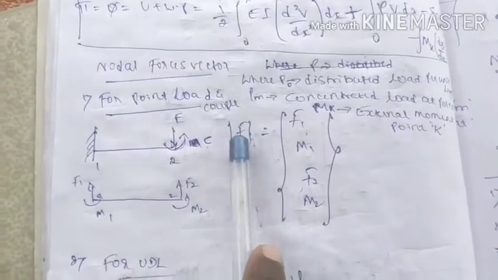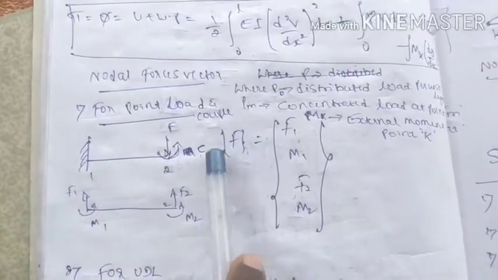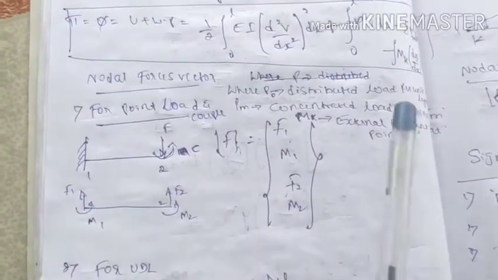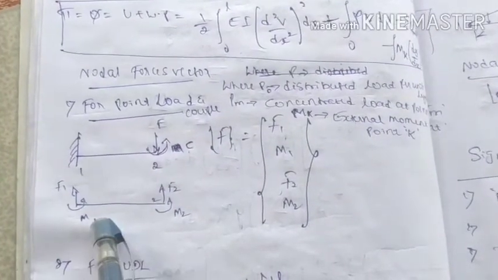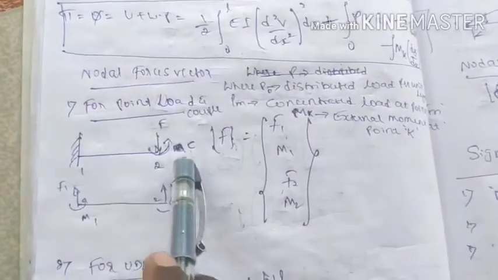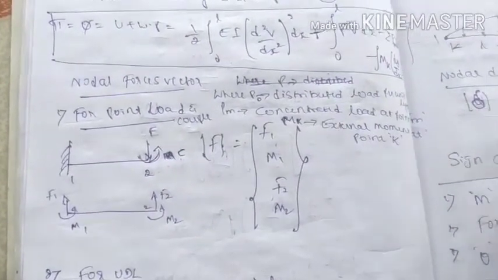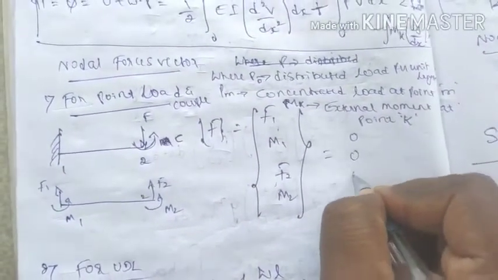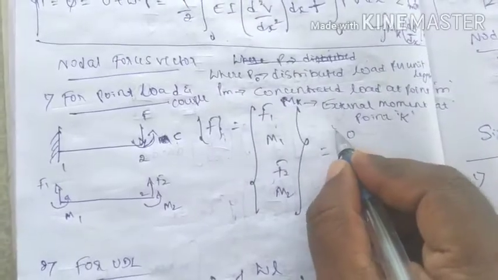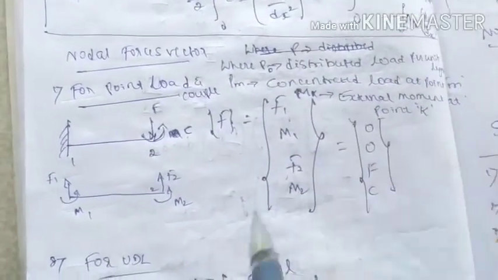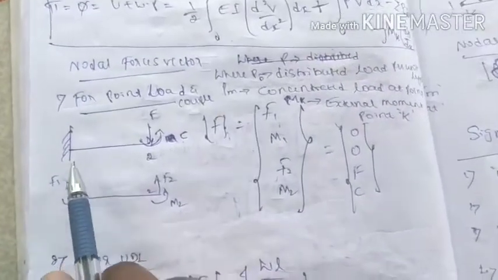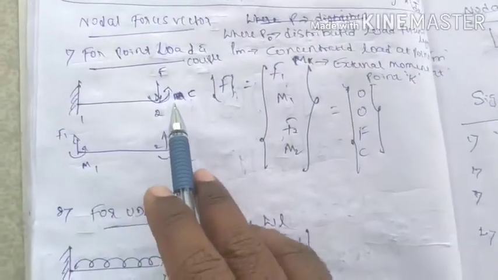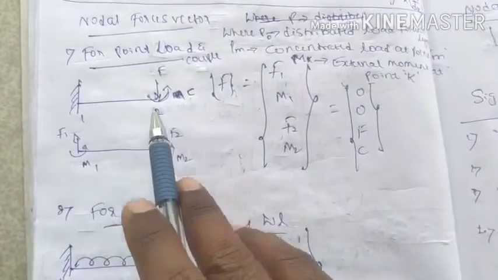Therefore we need to find the nodal force vector, that is F1, M1 and F2, M2. F1 is 0, M1 is 0, F2 is nothing but F, and M2 is nothing but C, according to this example. So when subjected to a point load, we need to consider F1, M1, F2, M2, and so on, F3, M3, like that. And corresponding to that point, whatever loads or couples are acting, we need to consider. If nothing is acting, we consider it as 0.